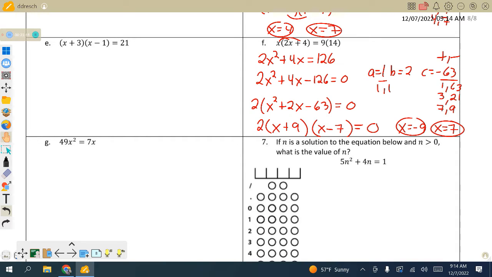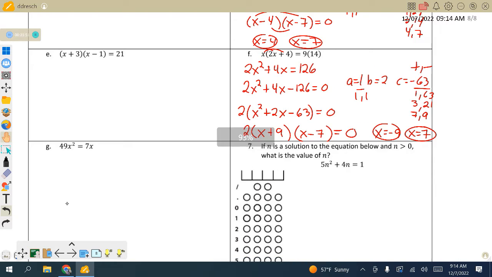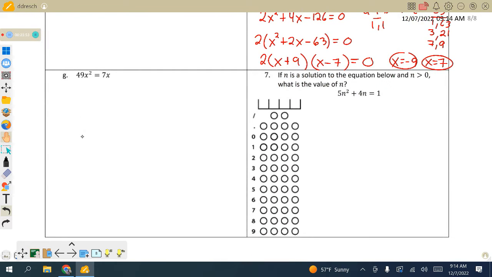Okay. All right. Give you a second there. Let's see what else we got. Last 2, that works out well. We'll do the last 2 there. Okay. G, and then we'll do number 7. Okay, or letter G, I should say.